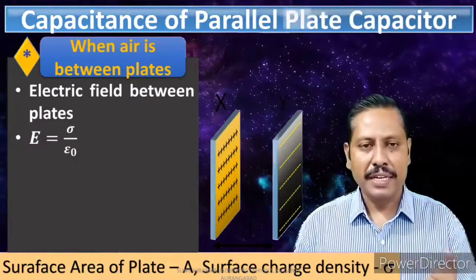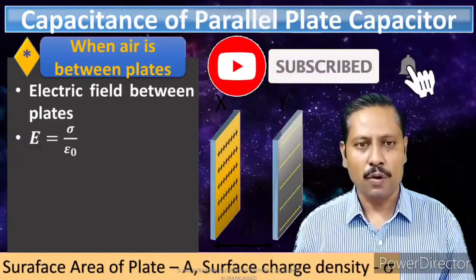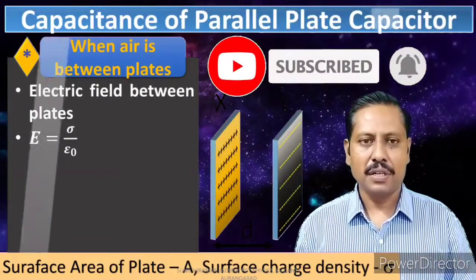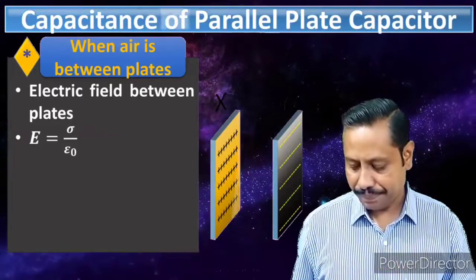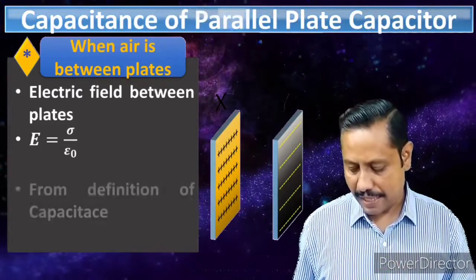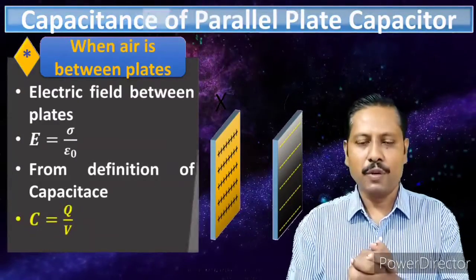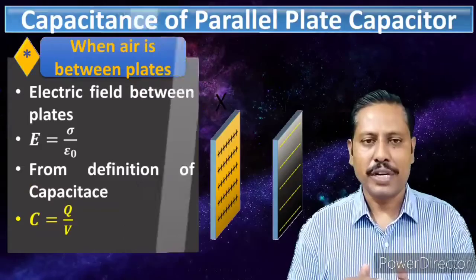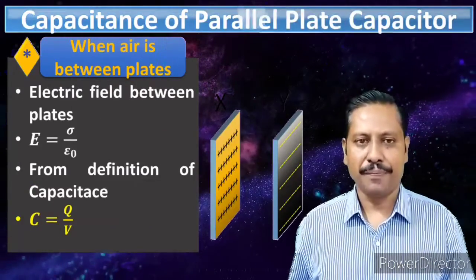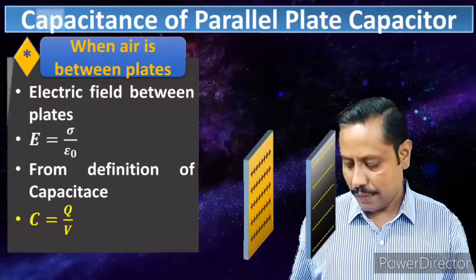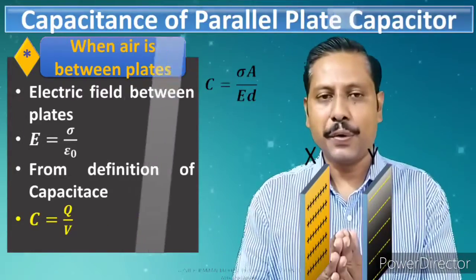Now, why are we defining the electric field here? Because we have to use the definition of capacitance, that is C equal to Q upon V, and using that definition we want to replace V in terms of E. Let's go ahead. From the definition of capacitance, C equal to Q by V, that is charge per unit potential, right? Now we can replace Q and V. We can write C equal to sigma into A upon E into D.